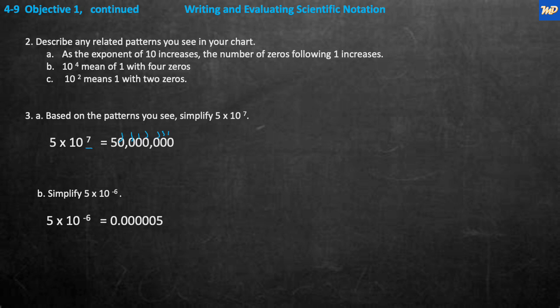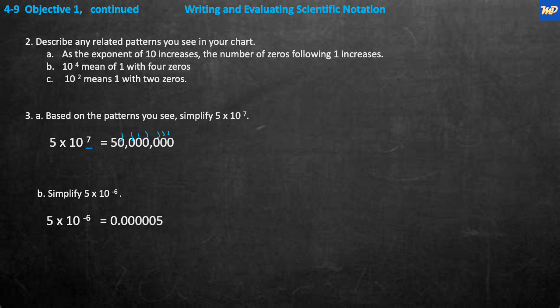Let's do this one. 5 times 10 to the minus 6. Well, in this case, we have 5. We have to move the decimal point in the leftward direction. And when the exponent is positive, we're moving the decimal point to the right. And when it's negative, what's happening is we're making the number smaller. I guess you can't say you're moving the decimal point right or left.